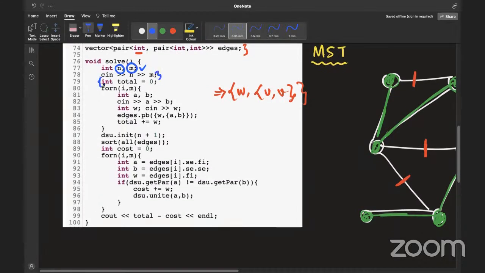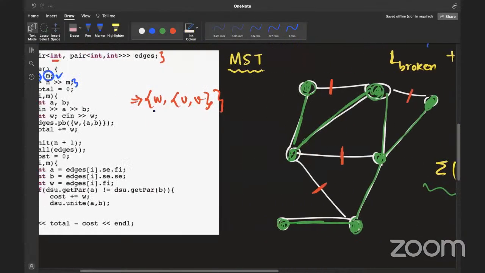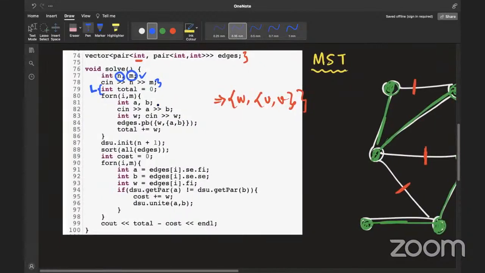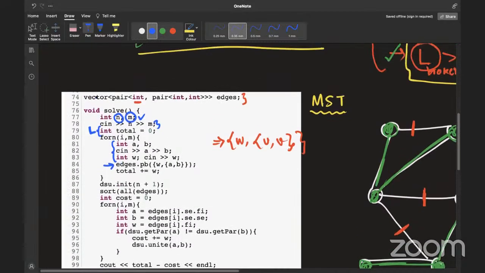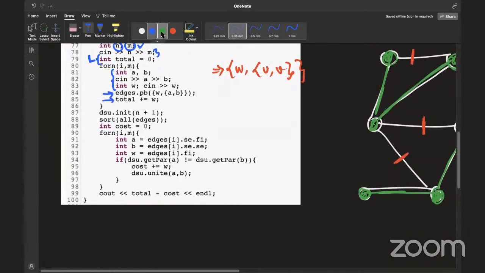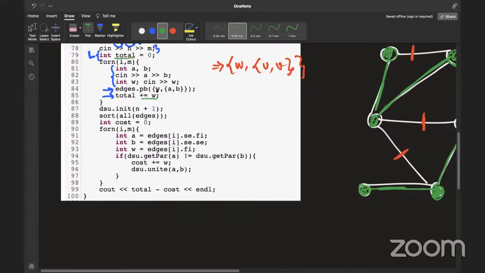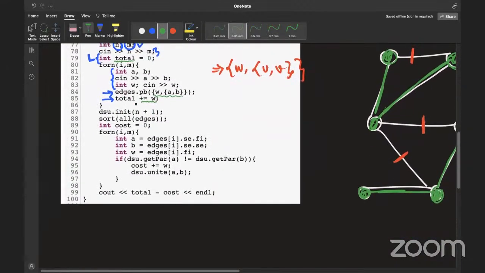Total is the total length of the edges that I receive. What I represented here as N, I'm calling total here. Then I run a for loop from 0 to M because I want to take all the edges as input. I take these as input, and I push them into this vector that I made for storing the edges. And I increment total by W, because I'm counting the total weight of all the edges. So I push this particular edge in this vector, and I increment total by W.